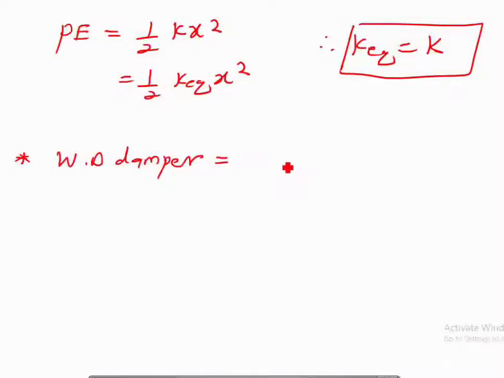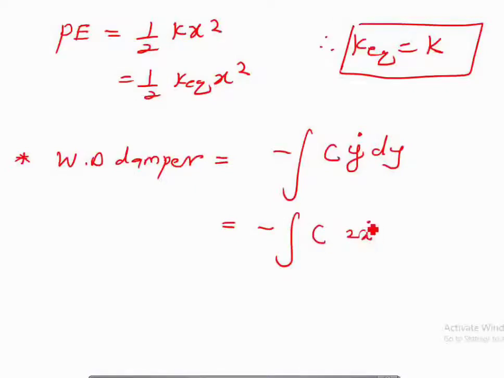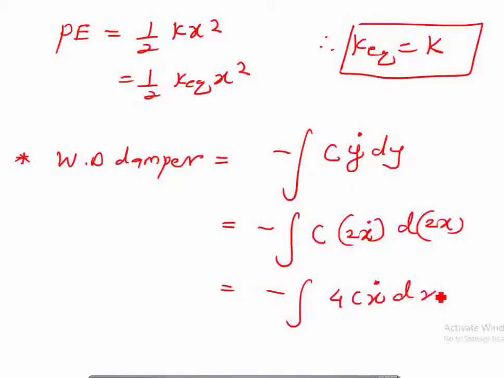So work done by the damper is given by minus integration of C into, what is the displacement of the damper? y. So take y dot into dy. Now we have to convert this into x, in a single parameter. So what is y dot? y dot is nothing but 2x dot, and y is equal to what? 2 into x. So from this I am getting minus integration of 2x dot, 2 to the 4, so I am getting 4C x dot into dx.